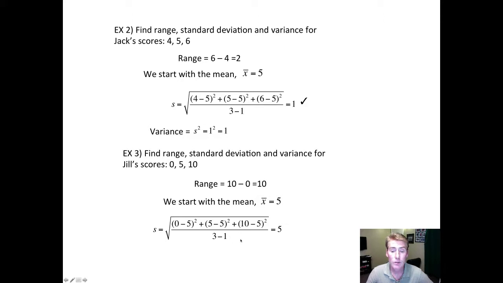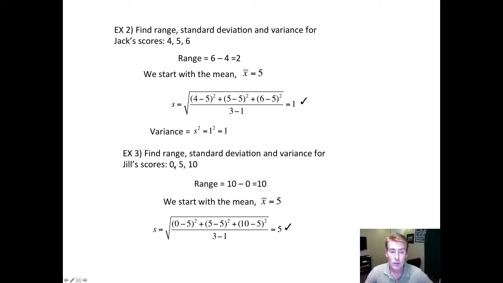So that's square root of 25, which is 5. So there's the standard deviation. As you can see by these little check marks, finally we found something that can tell the difference between them. Jack's scores are very close and compact, 4, 5, and 6. Standard deviation is very small, a 1.